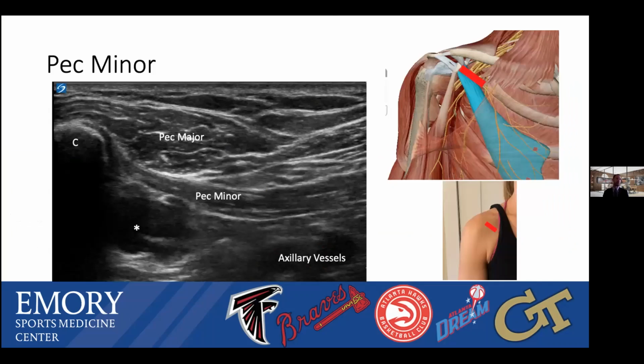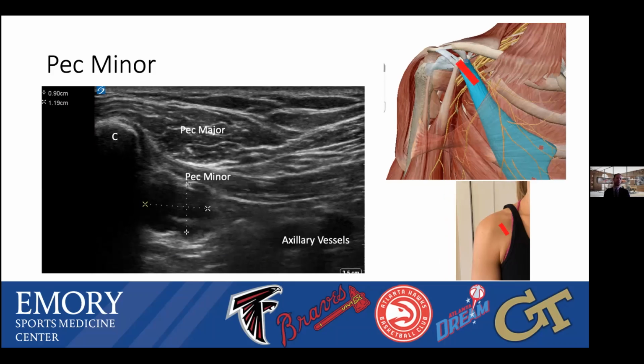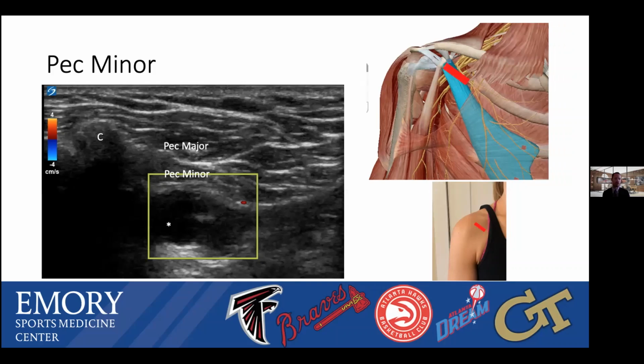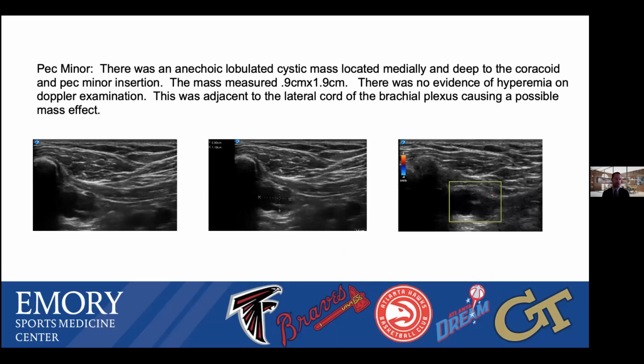So circling back towards our patient, we wanted to take a look at the pec minor. And so we got the pec minor in long axis, pec major, and short axis. And what we saw, denoted by the asterisks here, was this cyst-like structure that was adjacent to the axillary vessels. Unfortunately, there's not a great view of that lateral cord in this image, but we can see that it's adjacent to where the plexi would be. We did a measurement of this cyst, and it was 0.9 centimeters by 1.19 centimeters. And we threw on Doppler, and there were no signs of hyperemia, no real neovessels within the structure itself. And so we attributed this likely to the cause of her symptoms.